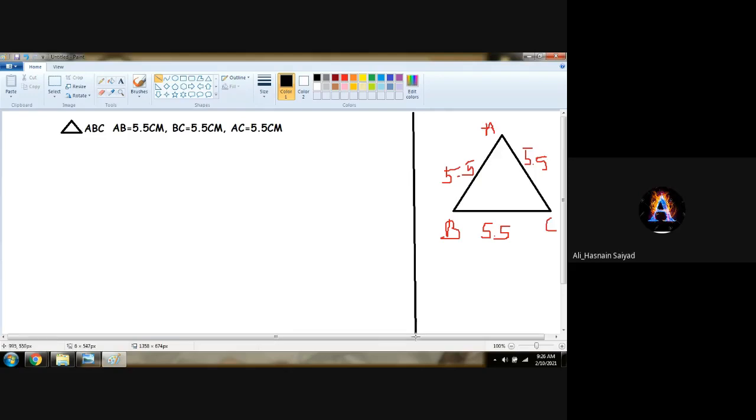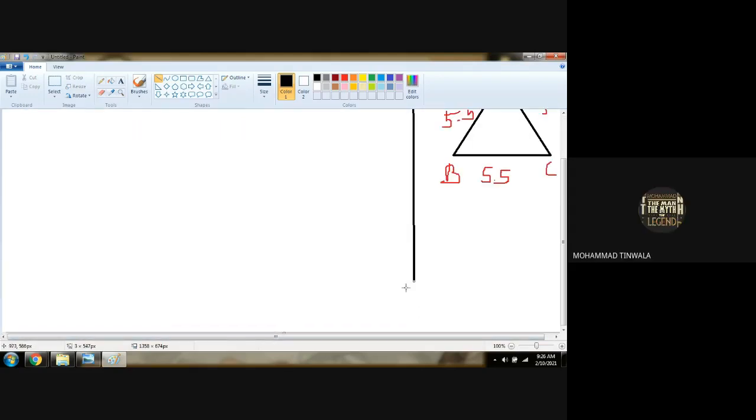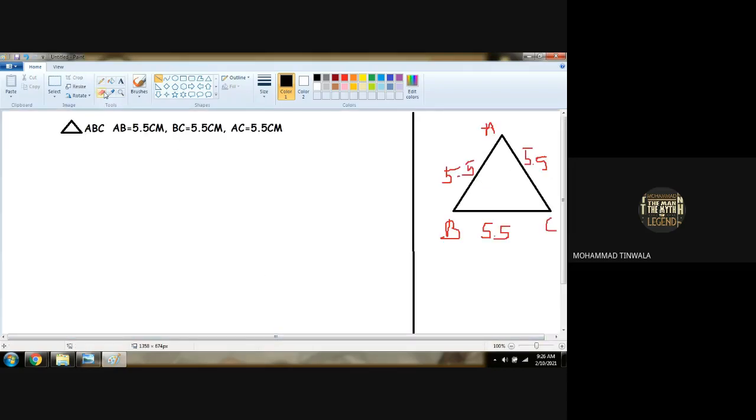Sir, what is the use of the rough diagram? The use of the rough diagram, child, is that with its help you do not make any mistake while preparing the construction work. Understood? Chalo, you can take any baseline. So we will take BC as our baseline with 5.5 centimeter. Here we go.